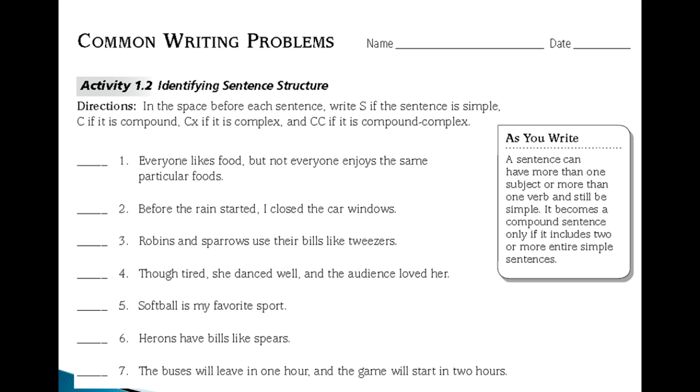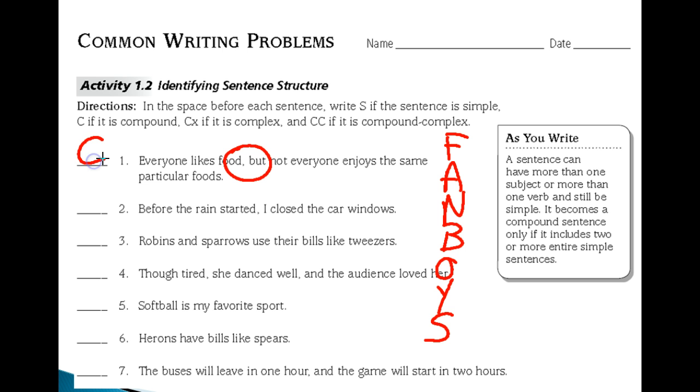I'll give you a big hint. If you look at the sentence and it has this right here, this conjunction, but, and a comma, remember the fanboys. Fanboys: for, and, nor, but, or, yet, and so. Those always point to compound sentences. So number 1 is a compound sentence. You would write C for compound. You're going to do that for all of the sentences on this side as well.